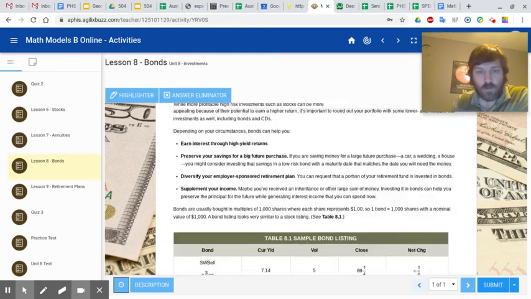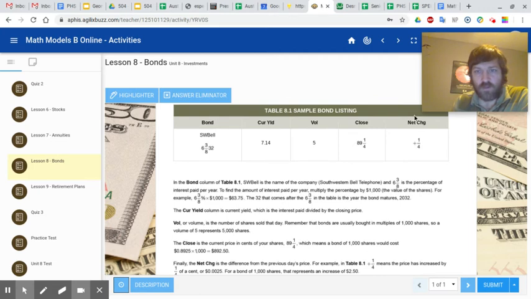So you're going to be looking at these kinds of tables. You're going to have multiple bonds listed with all of this data for each one. So we're going to walk through each part and talk about how it functions, and then we'll do some problems. So first of all, you have the name of the bond. SW Bell is the name of this bond. You have this information here.